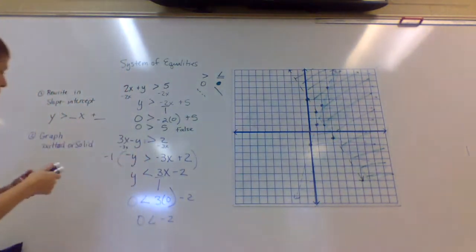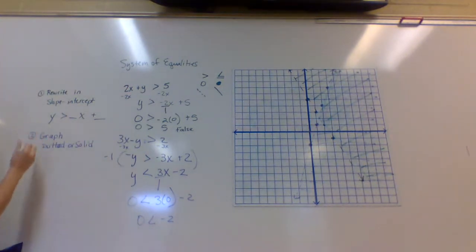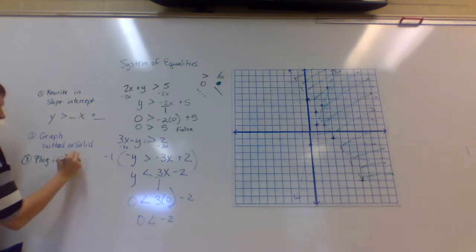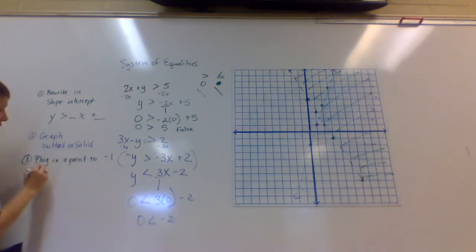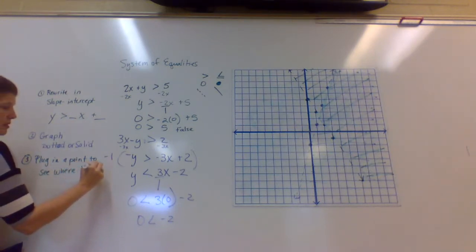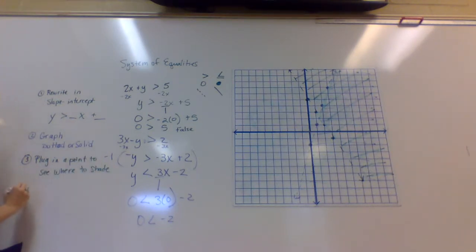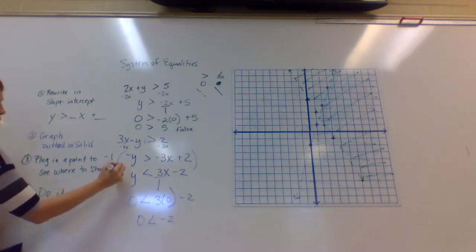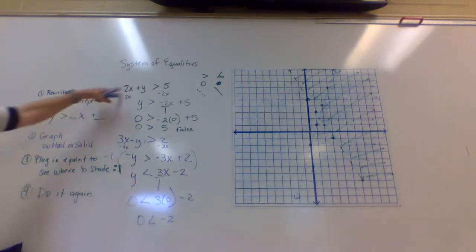So we graph with dotted or solid. We plug in a point to see where to shade. Then do it again, because you've got to do it twice. I'll put the little repeat symbol right there. Because you're going to have to.